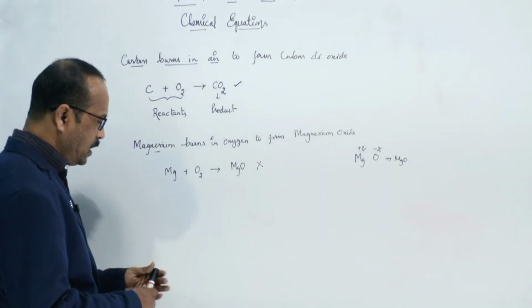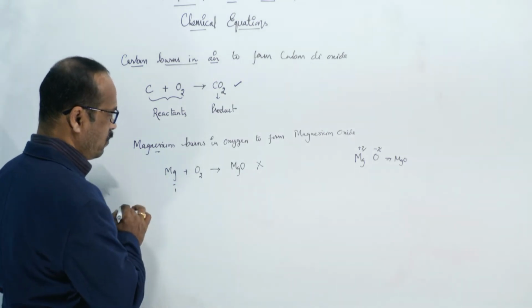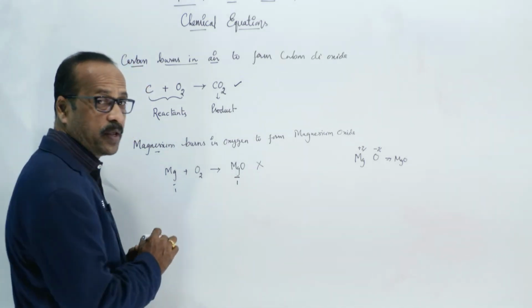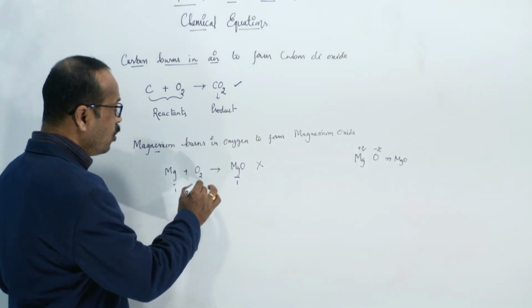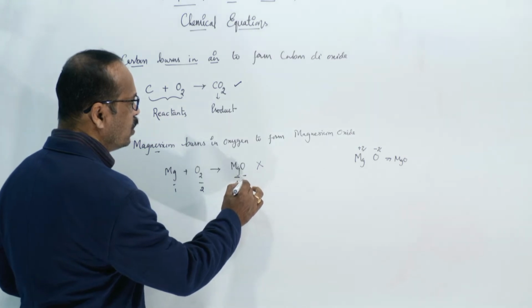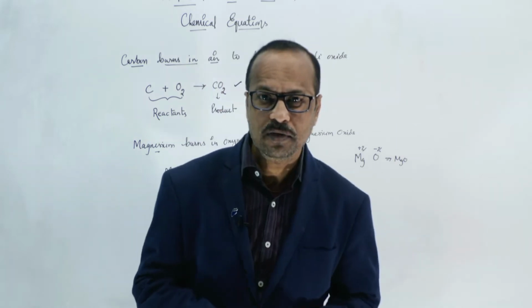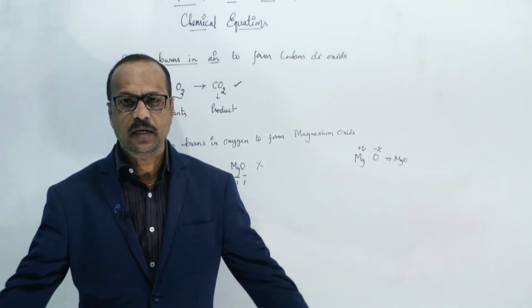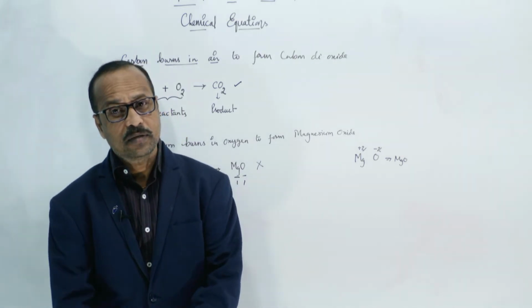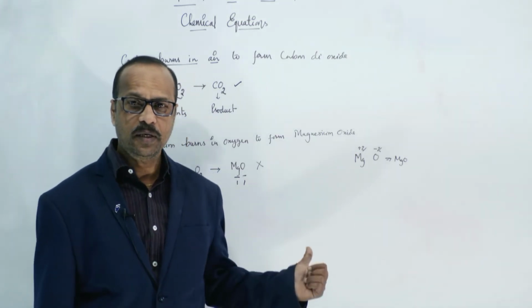Now let us see how many magnesiums are there here. Only one magnesium is there. Very good. Now here how many magnesiums are there? Only one. Very good. But see now how many oxygens are there here? Two oxygens. But here how many oxygens are there? Only one. Then where has the one oxygen gone? According to the law of conservation of mass, mass can neither be created nor destroyed during the chemical reaction, and the total number of atoms of elements or compounds in the reactants should be equal to the products. But they are not the same.